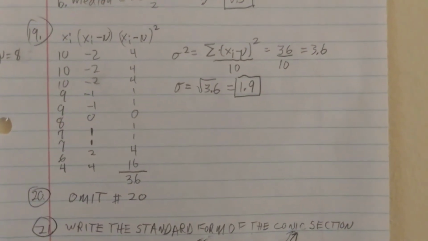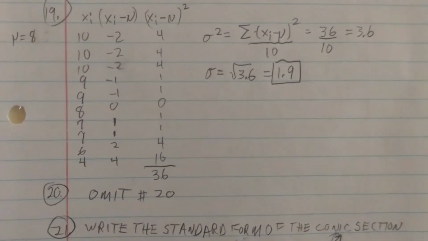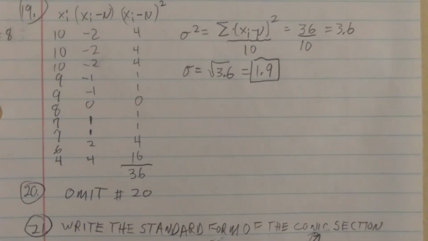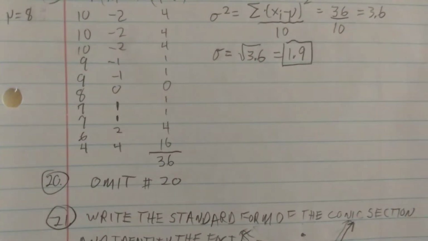So then 36 over 10, that's the sigma squared, the variance, is 36 over 10, or 3.6, and the standard deviation, the sigma, is the square root of 3.6, or 1.9.